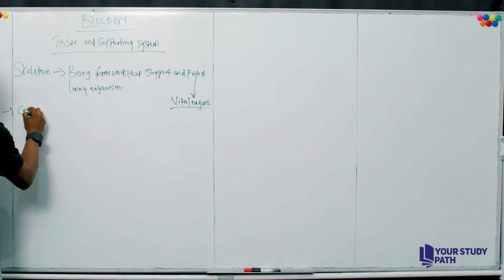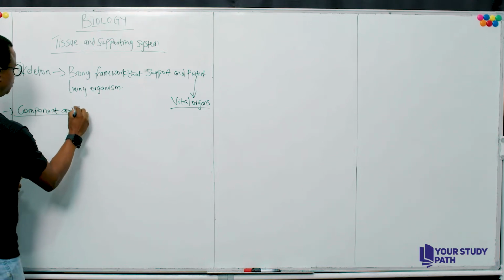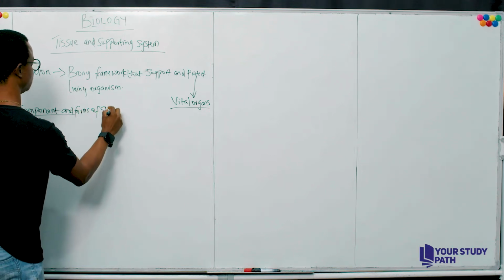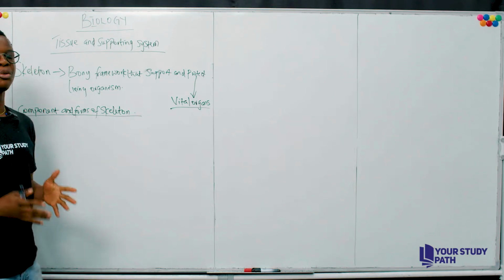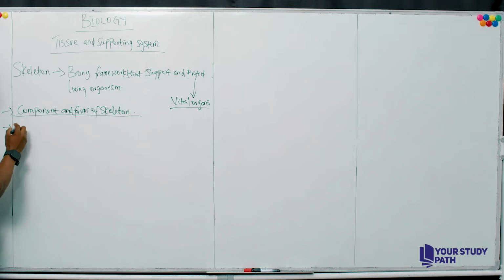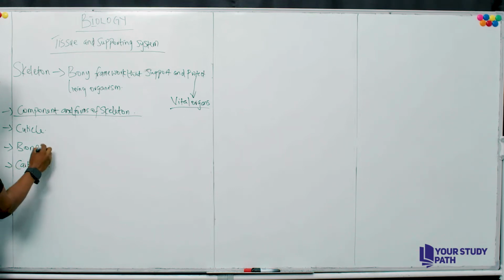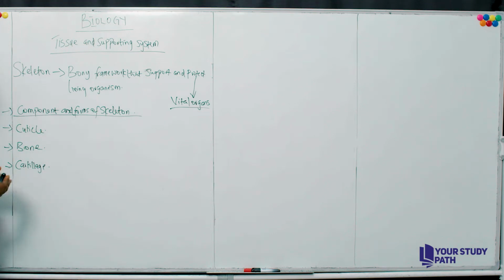So let's now look at the components and forms of skeleton. There are three components or forms of skeleton. Number one is cuticle. Number two is bone. And number three is cartilage. The components and forms of skeleton are divided into three: one, we have the cuticle; two, we have the bone; and three, we have the cartilage.